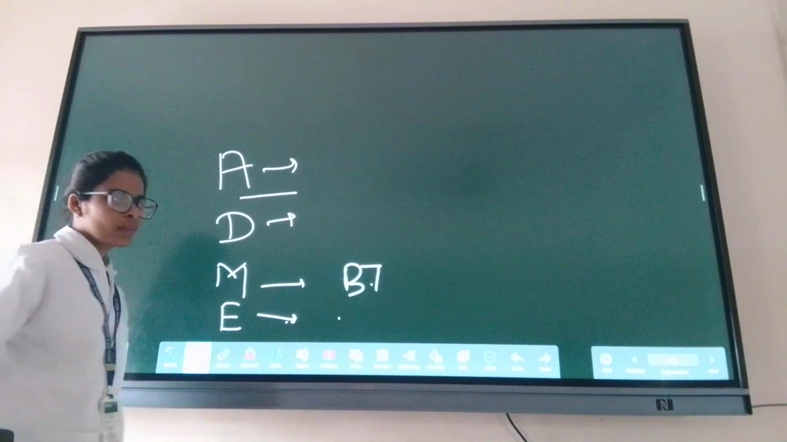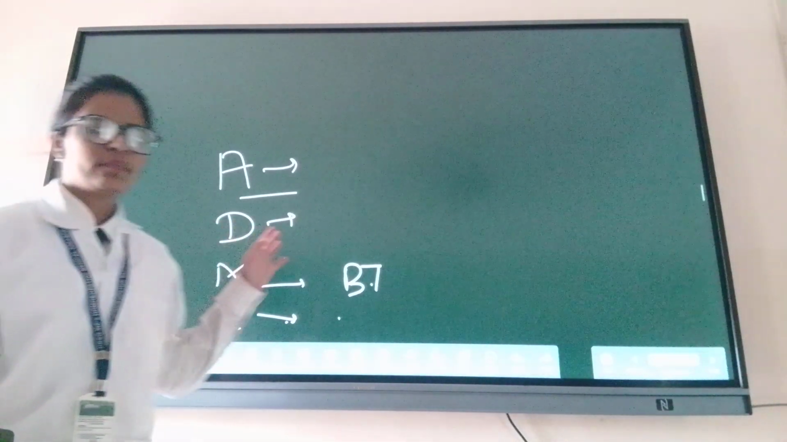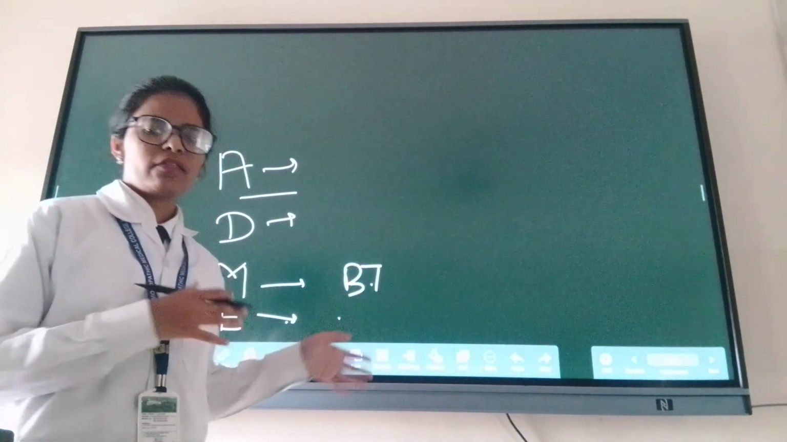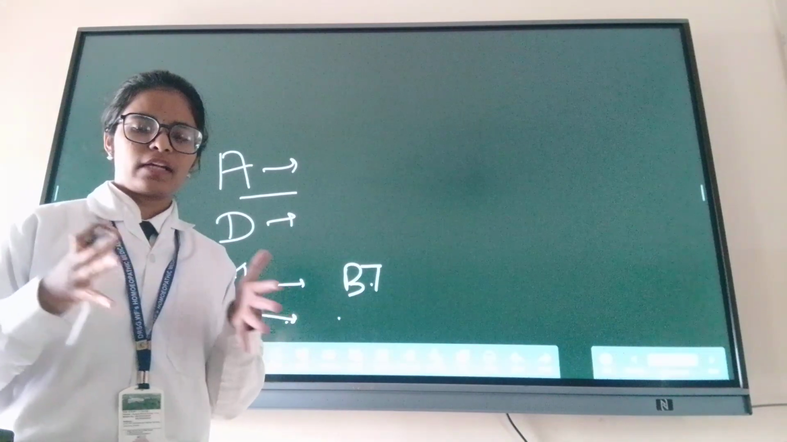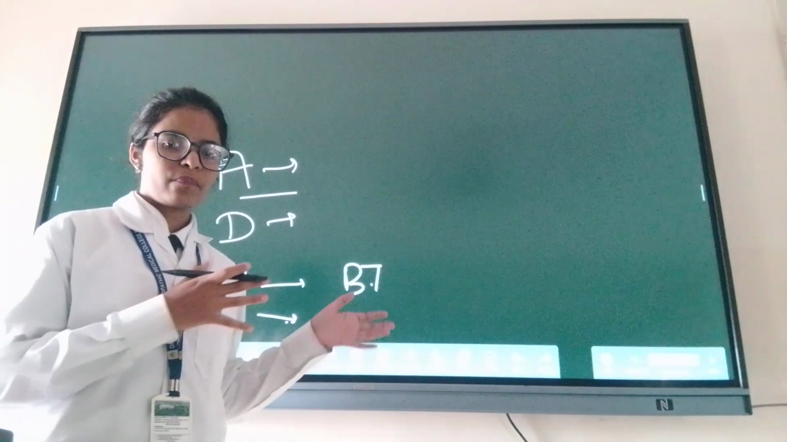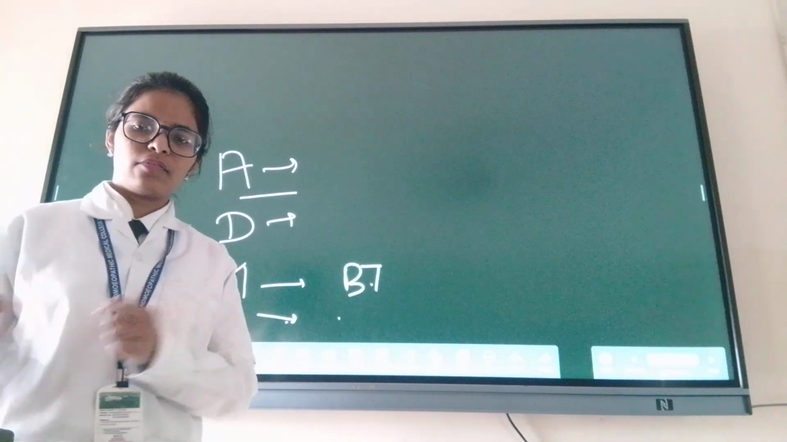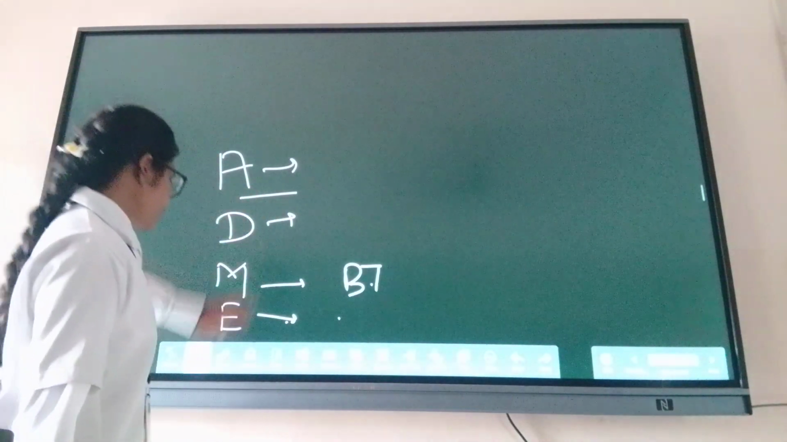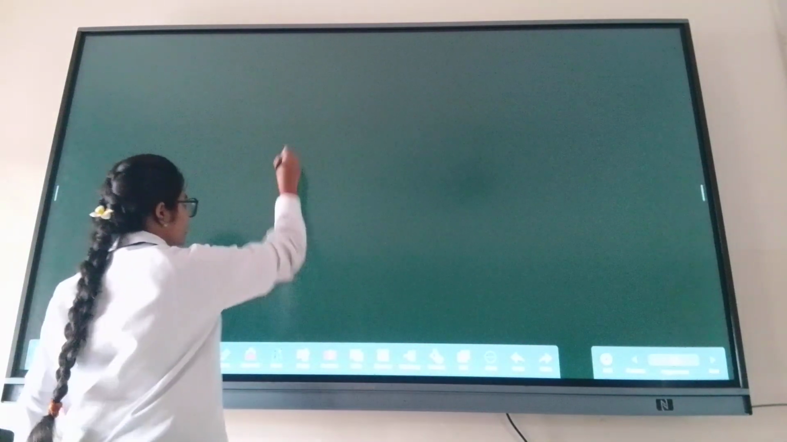Okay. In absorption, its definition is movement of drug from its site of administration to the effector organ. Okay. Movement of drug from its site of administration. Now, let's study absorption.